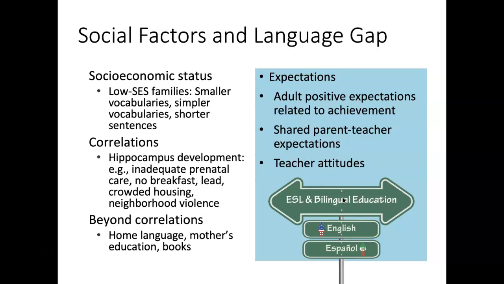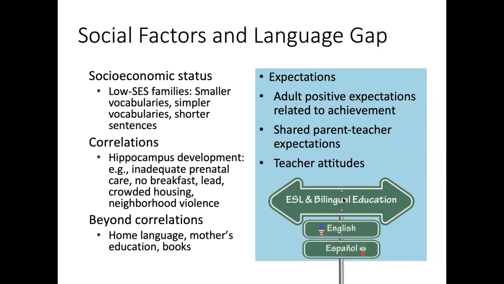There's some social factors and a language gap. So socioeconomic status, low socioeconomic status families, whether they speak English at home or a second language, will have smaller vocabularies. They'll have simpler vocabularies and shorter sentences because that's what they've been exposed to at home. Families that have lower socioeconomic status are often stretched for time and working multiple jobs and or may not have education themselves.